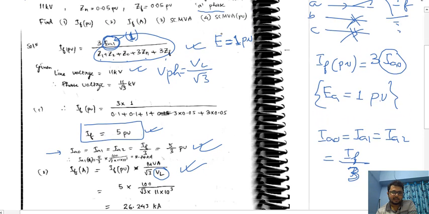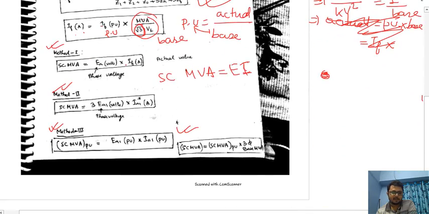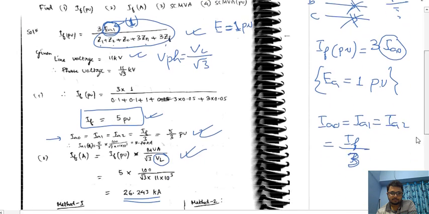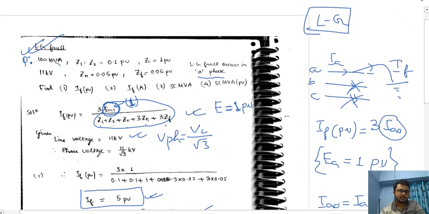Next they are asking short circuit MVA. Short circuit MVA, we have learned 3 methods. Any one you apply. Short circuit MVA is EA1 phase into IF ampere. EA1 is 11 into 10 to the power 3 because voltage is given. Here we are not considering 1, because they are asking in actual value, not in per unit value. That is why we are considering 11. EA1 is 11, it is given.